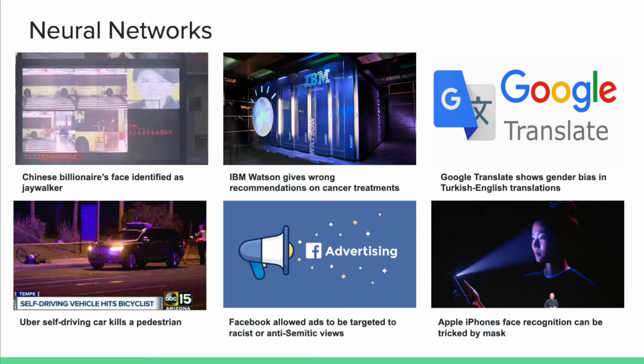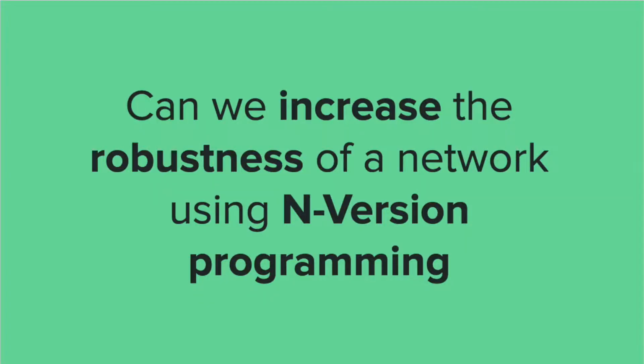However, neural networks have their flaws. They provide you with state-of-the-art precision, but are susceptible to adversarial inputs. We want to know whether we can increase the robustness of a network using inversion programming.